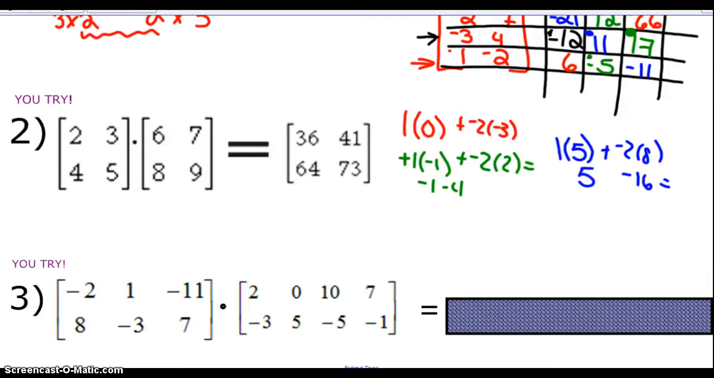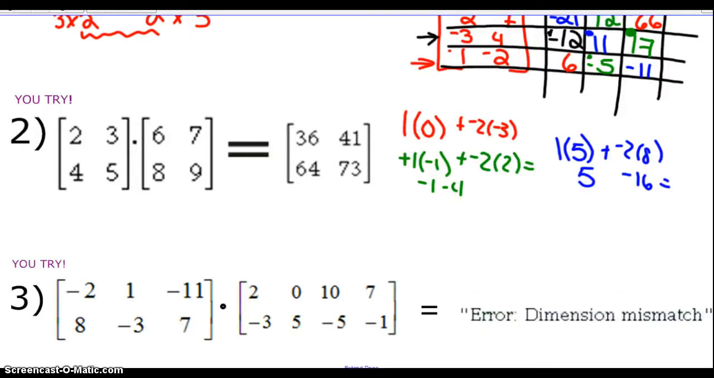And you are able to see that that one does not match up. A 2 by 3 and a 2 by 3 is not going to work out. This 3 and this 2 do not match up.